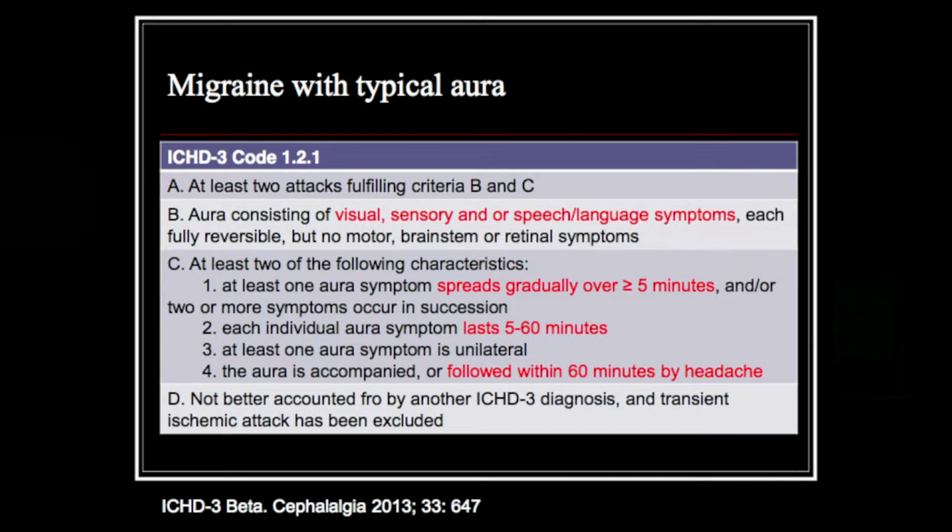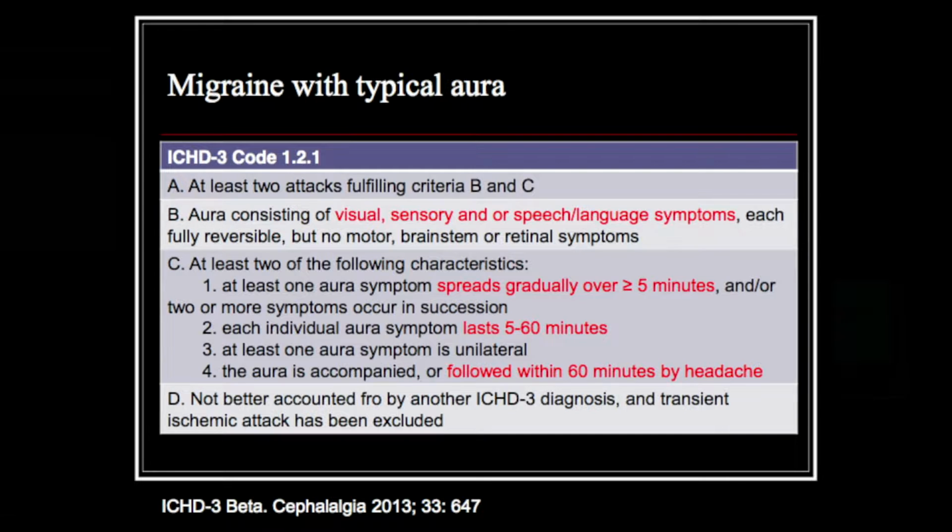Now migraine with aura is slightly different. Only about 15 to 30% of all migraine patients actually have an aura, and it's defined by very specific criteria. There's migraine with typical aura, which includes a visual, sensory, or speech or language symptom as the aura phenomenon. The thing you need to remember about an aura is that it gradually spreads over greater than 5 minutes. And you say, well, what does that really mean?